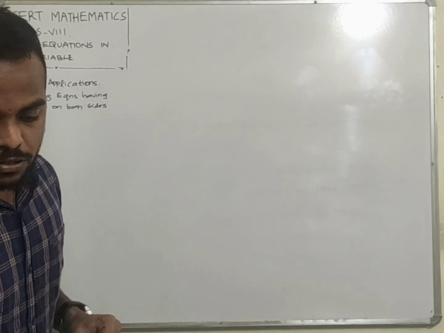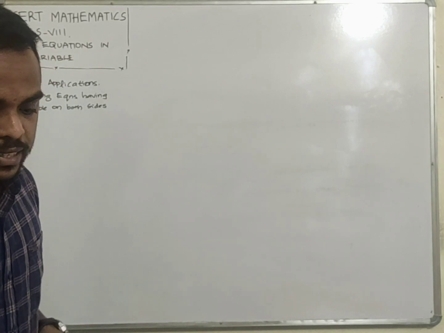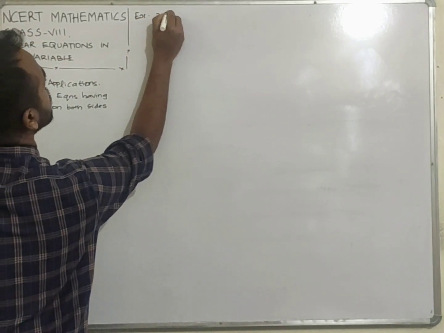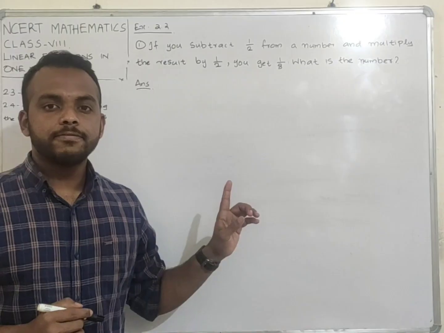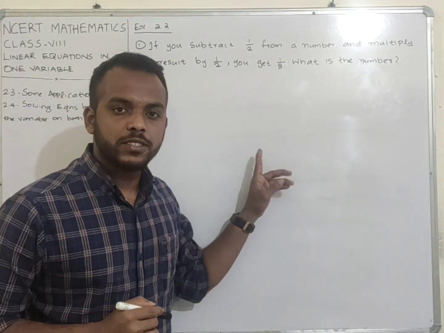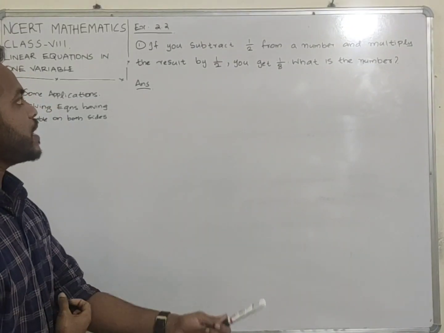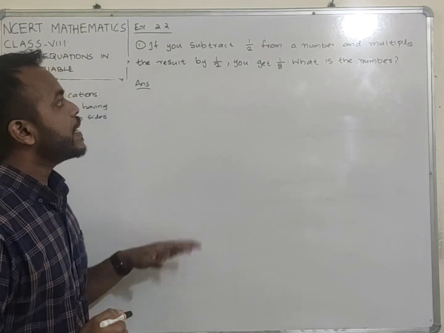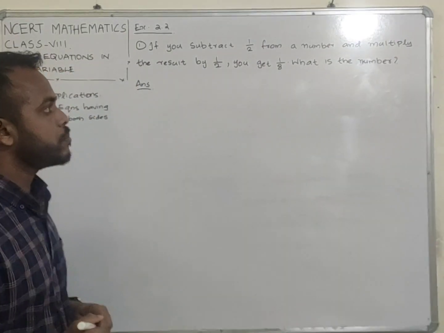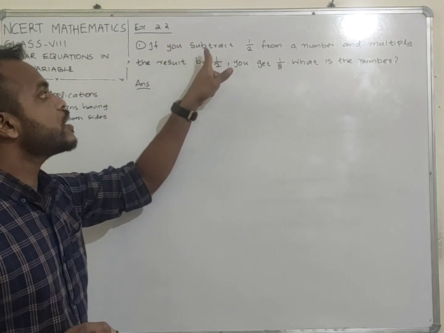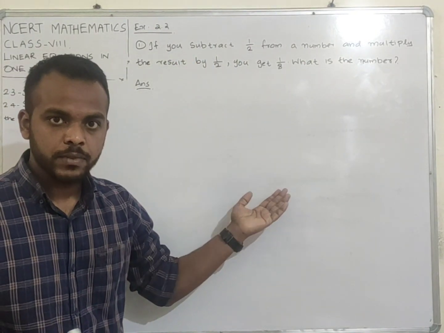Now let's try to solve the first question. Exercise 2.2. So here is the first question. If you subtract 1/2 from a number and multiply the result by 1/2, you get 1/8. What is the number? So there is a particular number from which, if you subtract 1/2, you will get a number x minus 1/2.